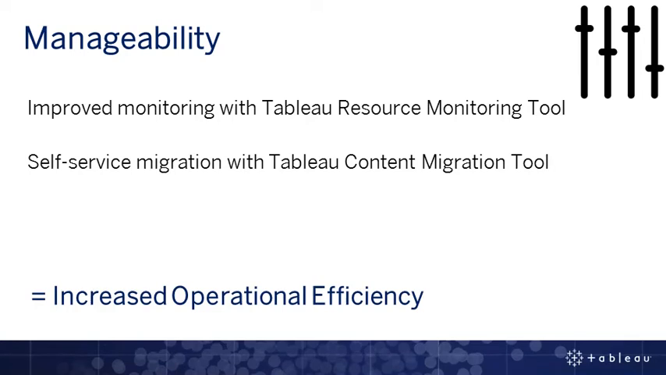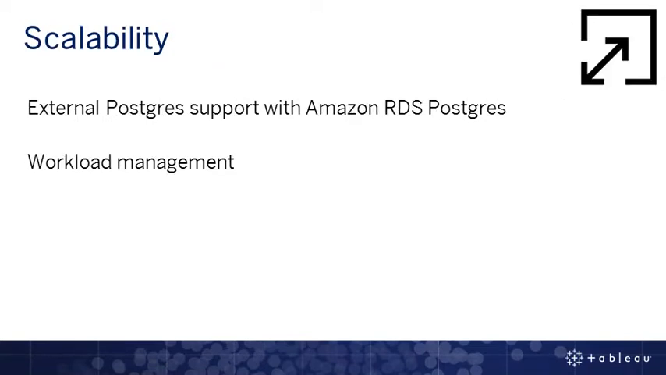So we covered the manageability types of tools that are available. Next on the list that you saw was around scalability features. And there are really two that fall into this bucket. The first is around being able to use an external Postgres database to support the server metadata, or an external repository, we call it. And the second one is all about workload management. So let's start with this first one, this external Postgres database.